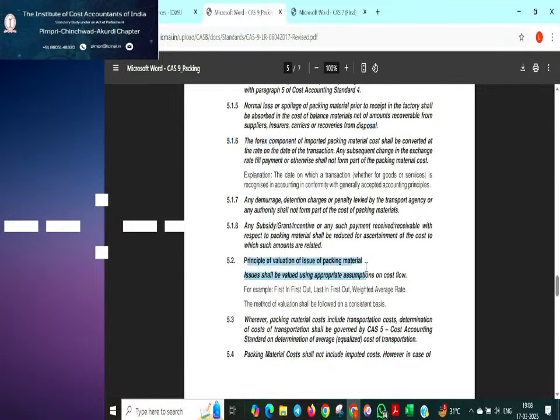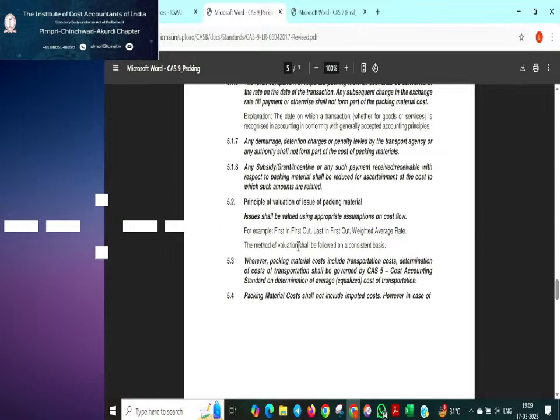How do you value this issue of packing material? Once again, it goes by FIFO, LIFO and weighted average rate, whichever way you want. But usually, they use weighted average cost itself for everything. FIFO, LIFO, it is very difficult to keep track of all those things. And it should be followed on a consistent basis. Not that this year you do a weighted average, next year you do FIFO, next year you do LIFO, then accordingly your profits will be manipulated, which is not expected out of you.